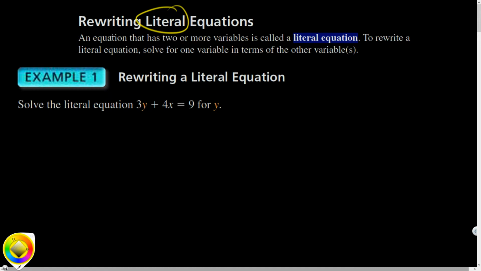Literal equations. Let's figure out what a literal equation is. An equation that has two or more variables. Previously, we've had one variable, usually x, but also h or y or z or different things like that. But we've only ever had one variable for one equation. And as a result, we've been able to solve the value of that variable that made that equation true in that moment, right?